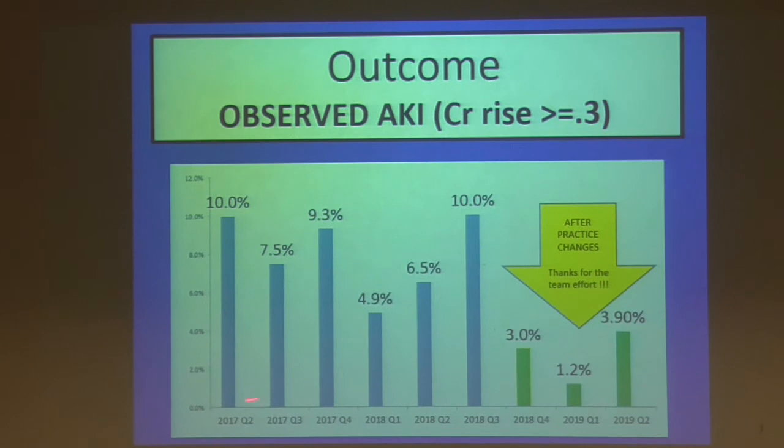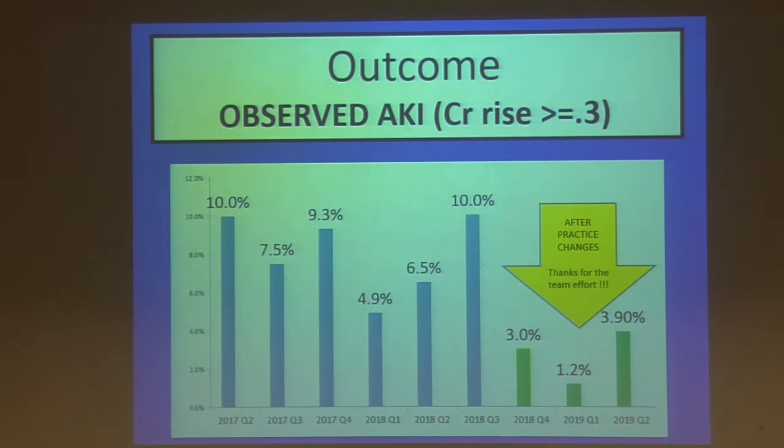So you can see 2017 and the beginning of 2018 before the practice change. We were up in here in the 8, 9, 10% of our patients having acute kidney injury. And then after the practice changes, 3%, 1.2, and 3.9. This was observed acute kidney injury with a rise prior to hospital discharge greater than 0.3.